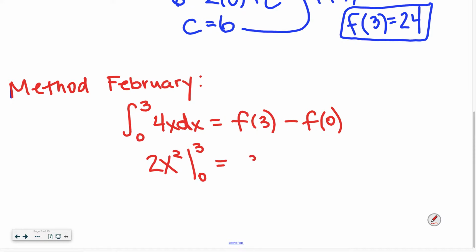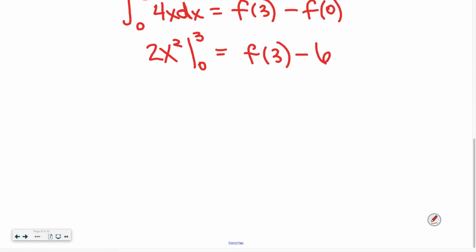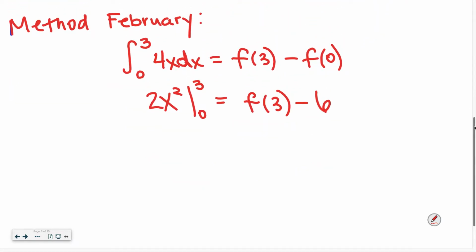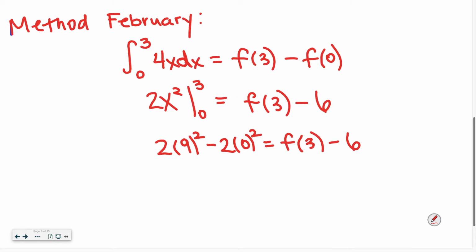We don't know f of 3, and we know f of 0 was 6, sorry. So this is 18 minus 0. And then to solve for f of 3, we would just have to add 6 over.